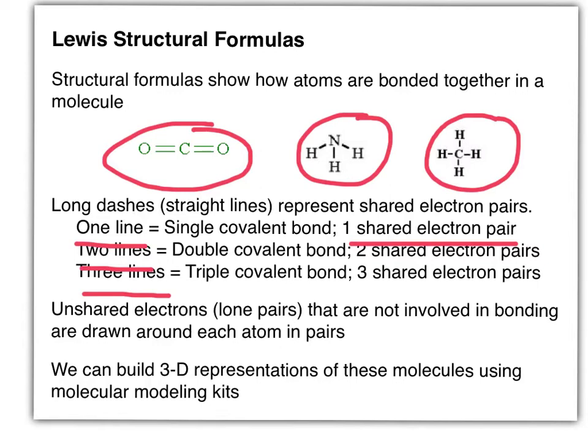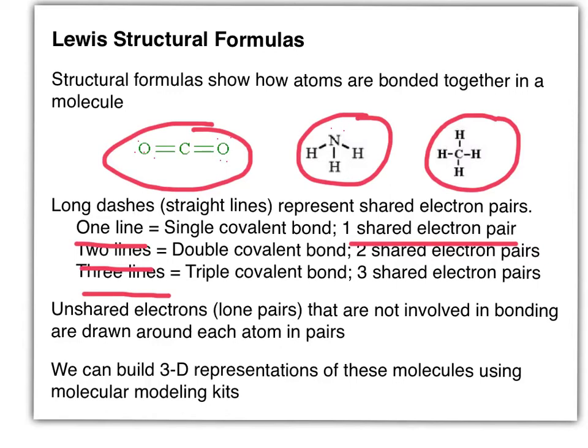Now there are going to be times where we have to place electrons in our structural formula that are not involved in bonds between atoms. When that happens, we're going to have to use dots, and those dots will represent the electron pair on that atom. You have to excuse my drawing. It's not perfect, but it will do the trick for now. Later on, we'll actually be building three-dimensional representations of different biological molecules with the modeling kits that we have available in class.